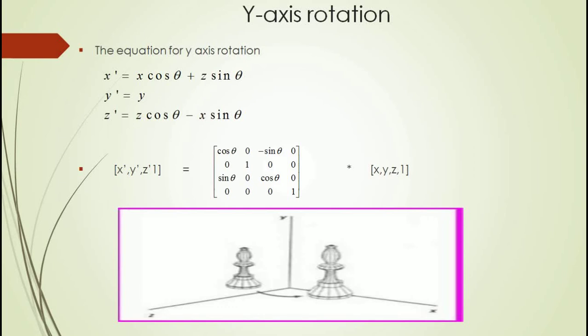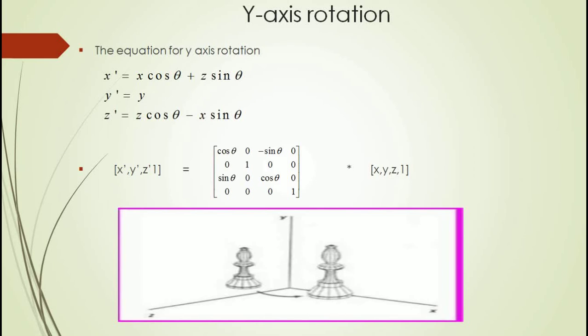In the y axis, the y coordinate value is unchanged and only the x dash and z dash values are changed, that is x dash is equal to x cos theta plus z sin theta, and z dash is equal to z cos theta minus x sin theta.